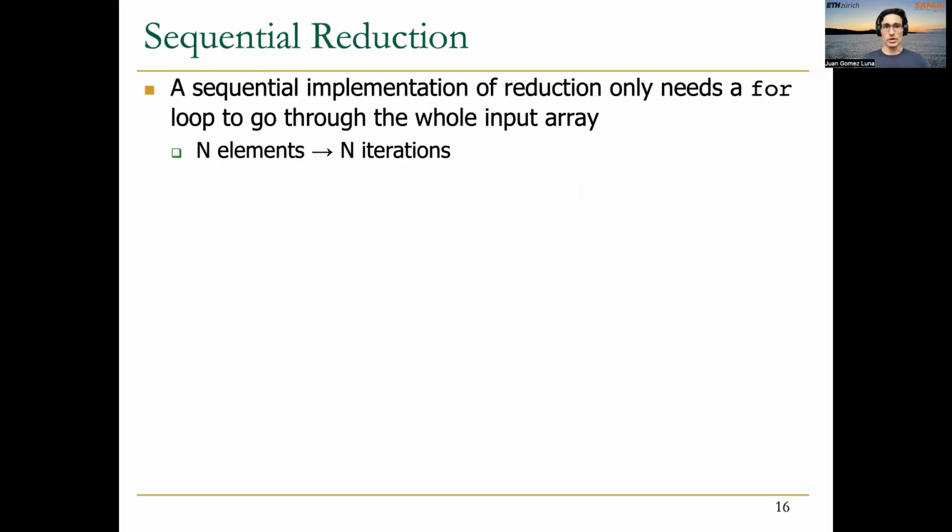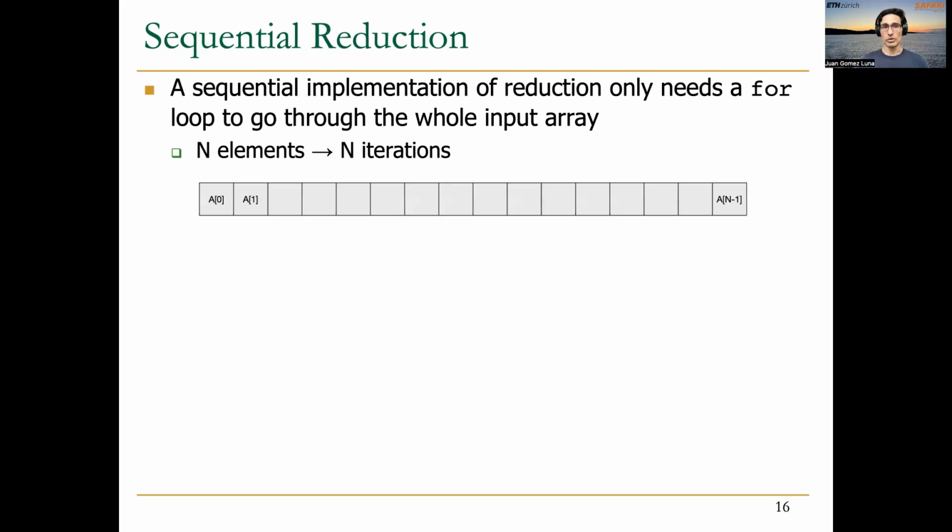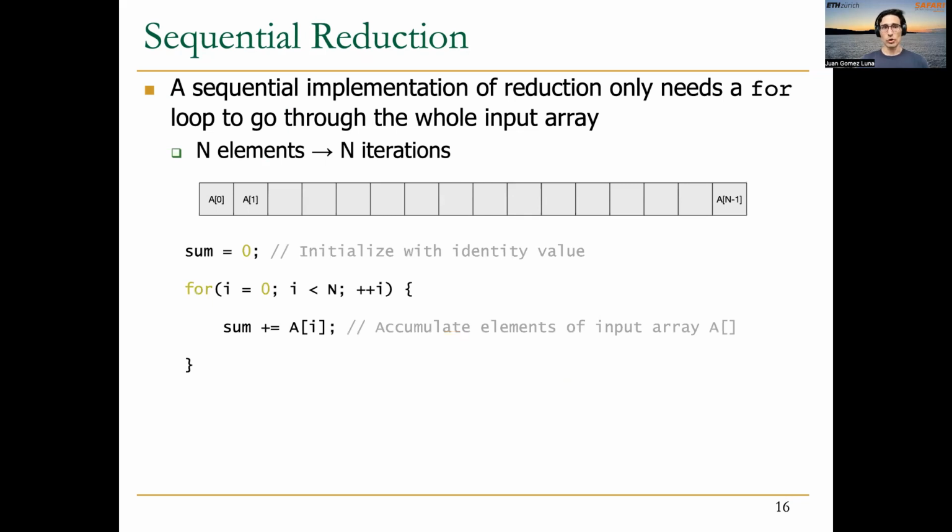Let's start with the sequential reduction. In a sequential reduction, what we are doing basically is executing a for loop that goes through a whole input array. If the array has n elements, we will need n iterations of this for loop. As you see, we start by initializing the sum to the identity value, but this sum is the accumulator where we are going to accumulate the final reduction result. We initialize it with the identity value, and then we go one by one over the elements of the array, accumulating in the sum accumulator.